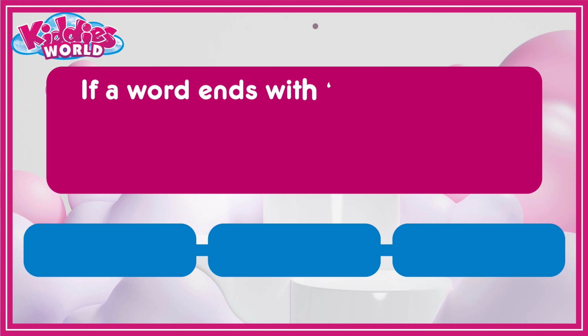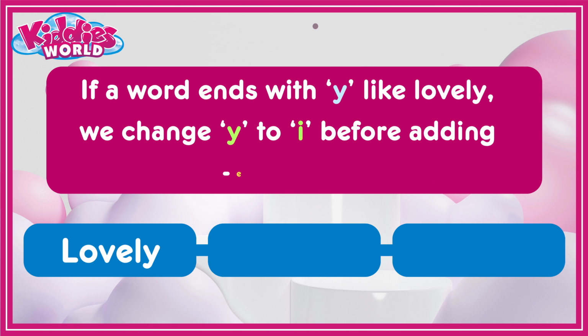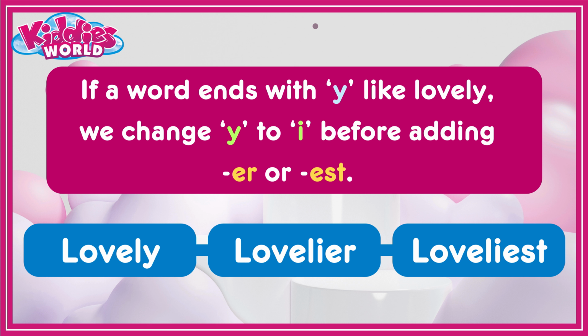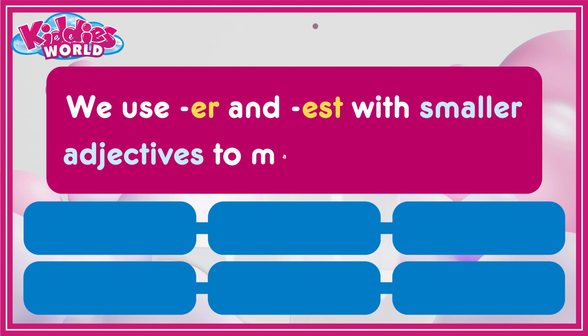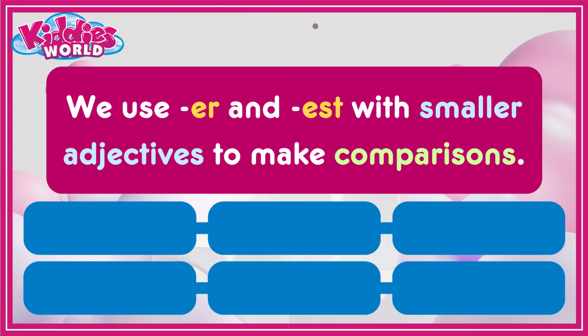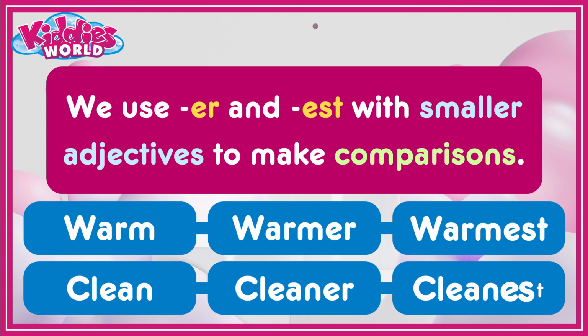And if a word ends with Y, like lovely, we change Y to I before adding ER or EST. So, lovely becomes lovelier. Lovelier becomes loveliest. We use ER and EST with smaller adjectives to make comparisons. For example, warm, warmer, warmest. Clean, cleaner, cleanest.